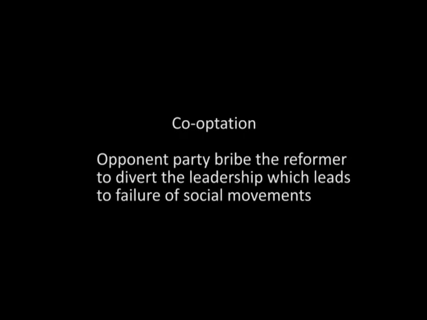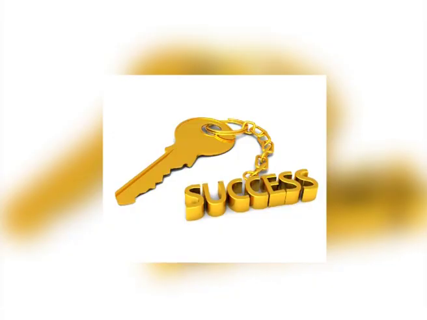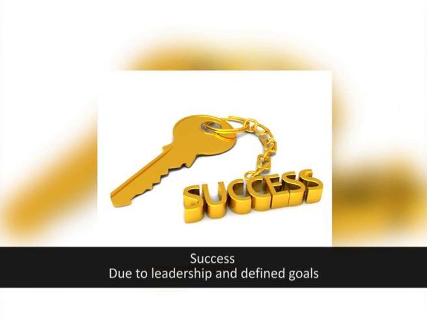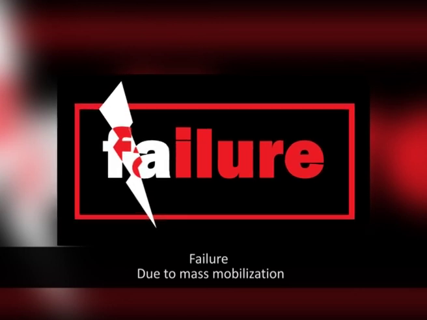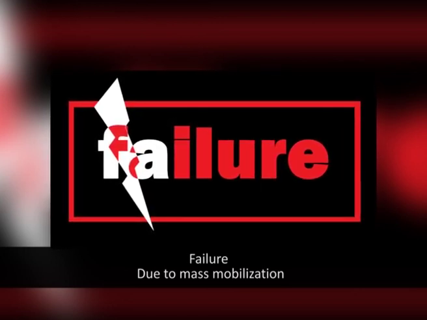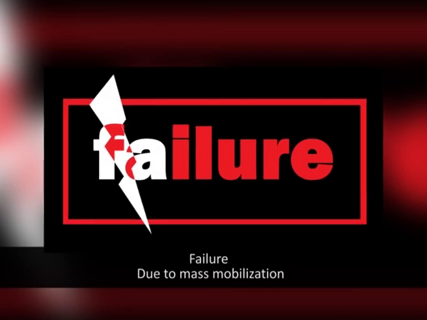Repression is the revolt in which reformers use violent and dangerous tactics, in which a social movement can fail. Co-optation is when another opponent party can bribe the reformer so that the leadership is diverted, which may lead to the failure of the social movement. Success happens because of leadership and defined goals. Failure happens due to mass mobilization, which is all dependent on the above factors.